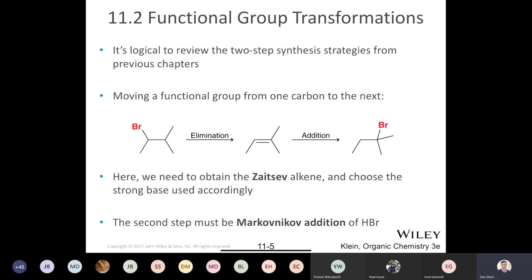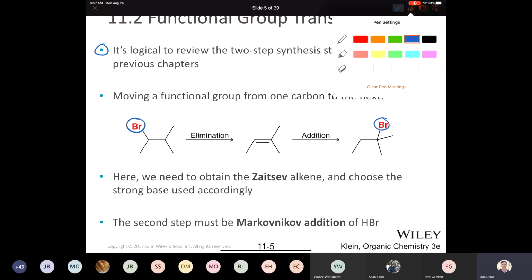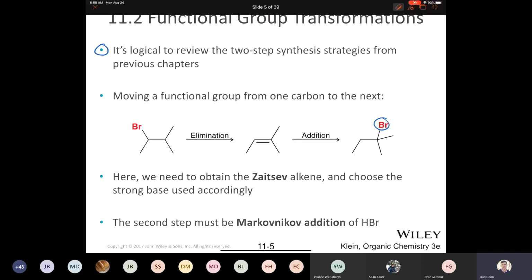Anyhow, let's get back to functional group transformations. It says here, it's logical to review the two-step synthesis strategies from previous chapters, right? Moving a functional group from one carbon to the next. Here you see we move an alkyl halide, this bromine atom. We do an elimination, and then we move it over to another carbon. Well, how would we do that? First, you'd have to do an elimination. And you'd have to eliminate the right proton. You can't just eliminate any proton there. There's a couple of options.